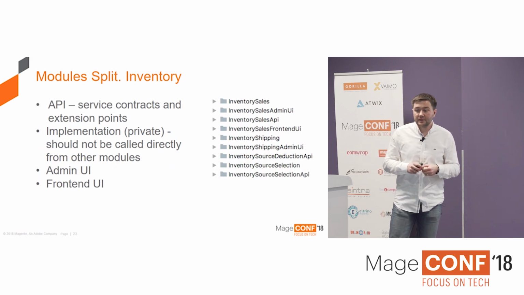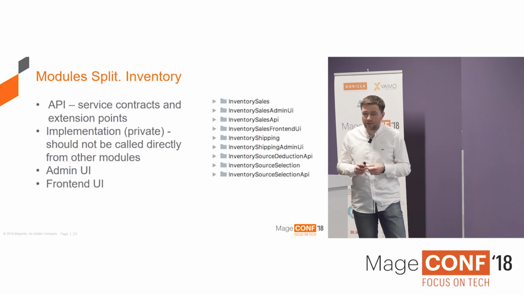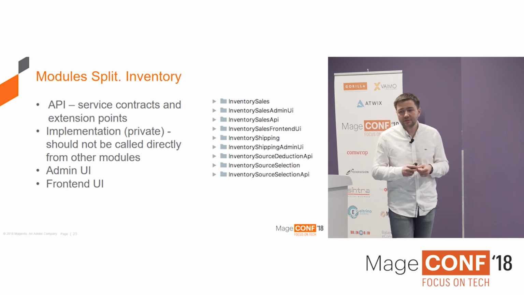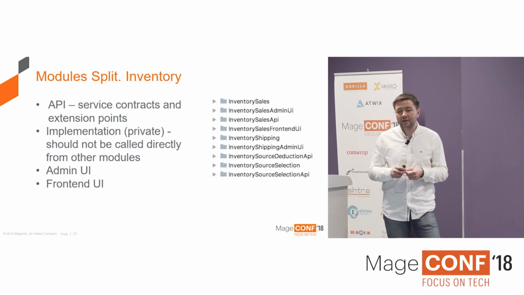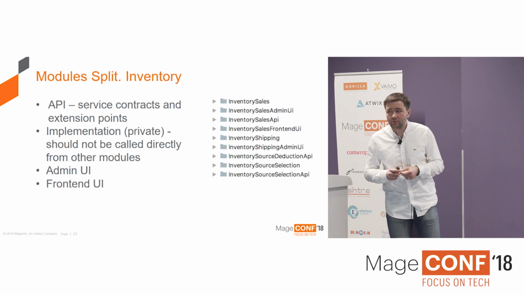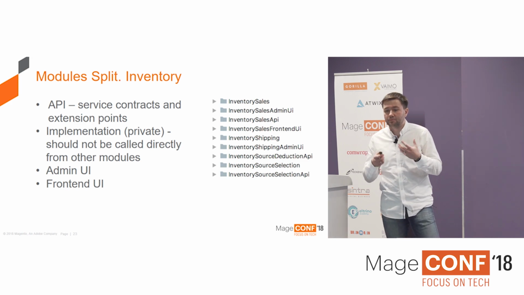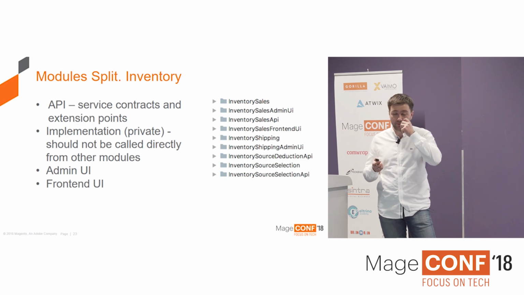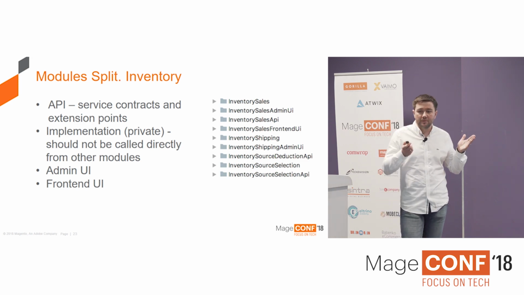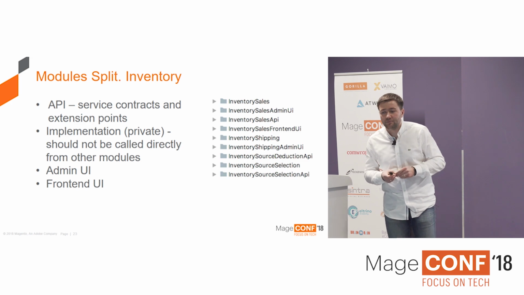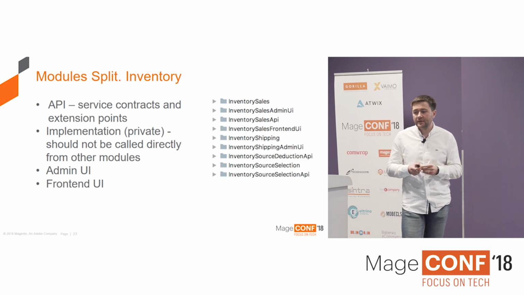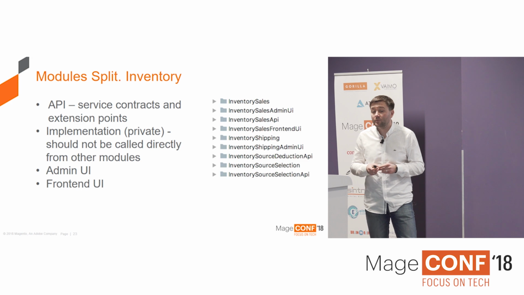And here is an example of this approach applied in inventory. You can see that we usually have four modules. One just declares APIs. Another contains the private implementation, so the classes implementing the APIs declared in the API module. For example, we have inventory and the inventory API module.